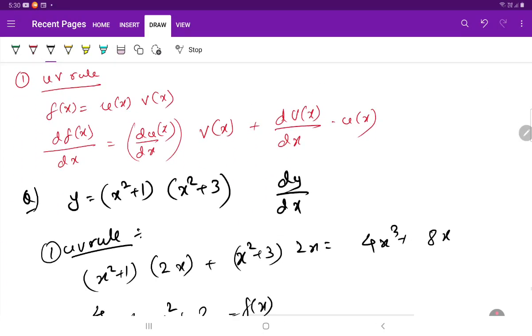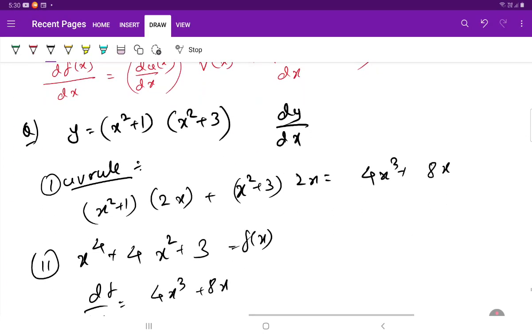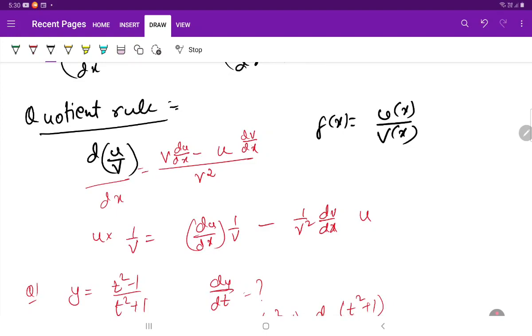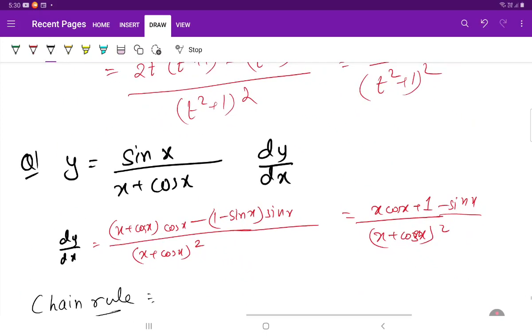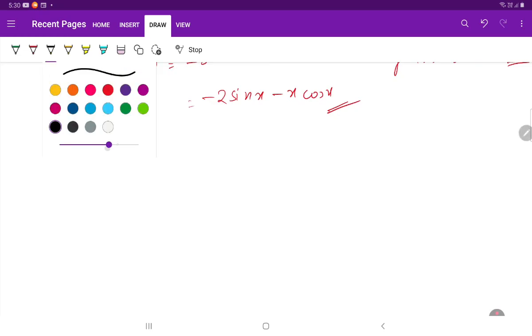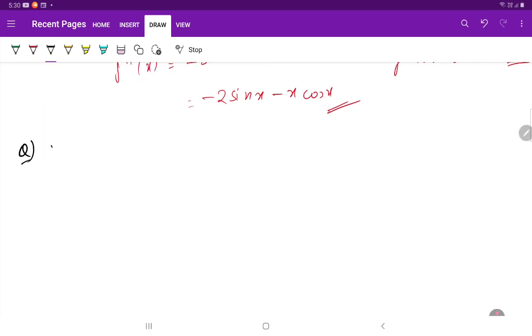Next we learned about the UV rule, then about this problem and how to apply the UV rule here. Then about the quotient rule. Before leaving the video, I'd like you to take a question as homework. If y equals x to the power x, find dy by dx. Take this question as homework and comment in the comment section what the answer will be.